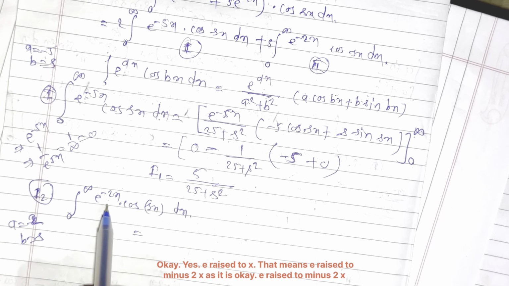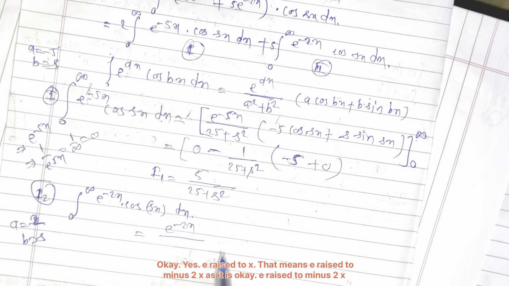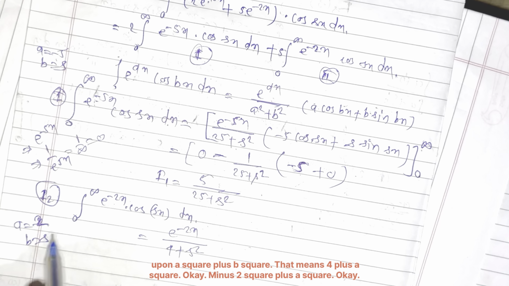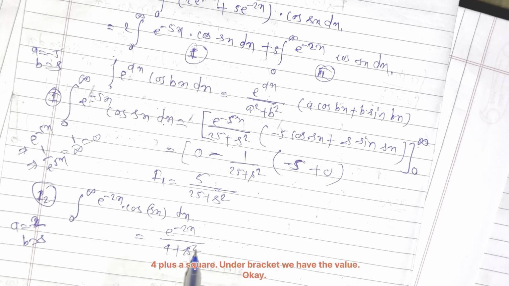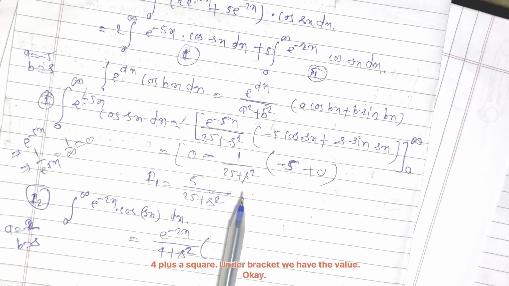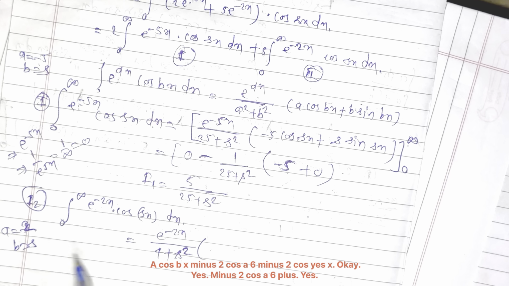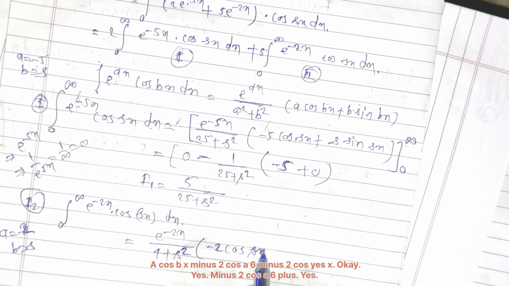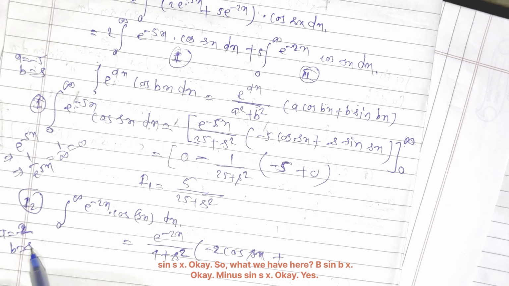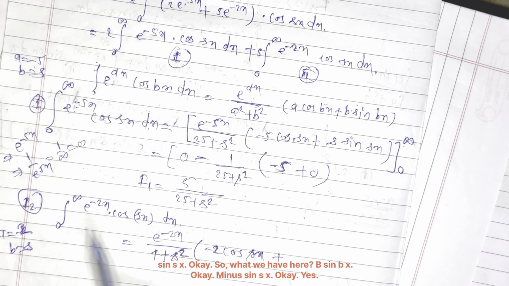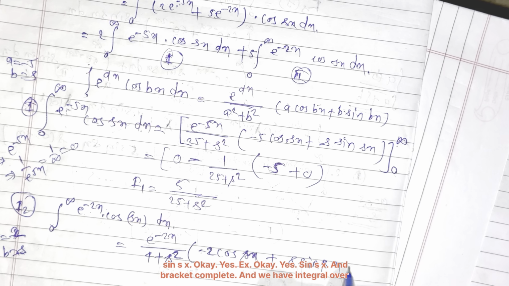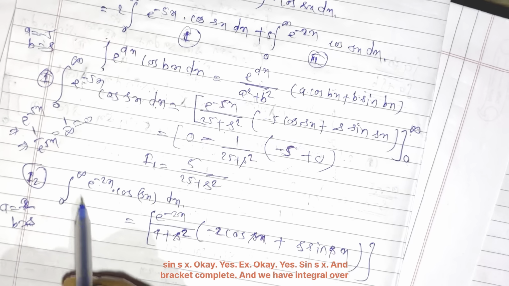E raised to ax, that means e raised to minus 2x as it is, upon a square plus b square, that means minus 2 square plus s square, which is 4 plus s square. Under the bracket we have a cos bx, that is minus 2 cos sx, plus b sin bx, that means s sin sx. The bracket is complete, and we have the integral from 0 to infinity.